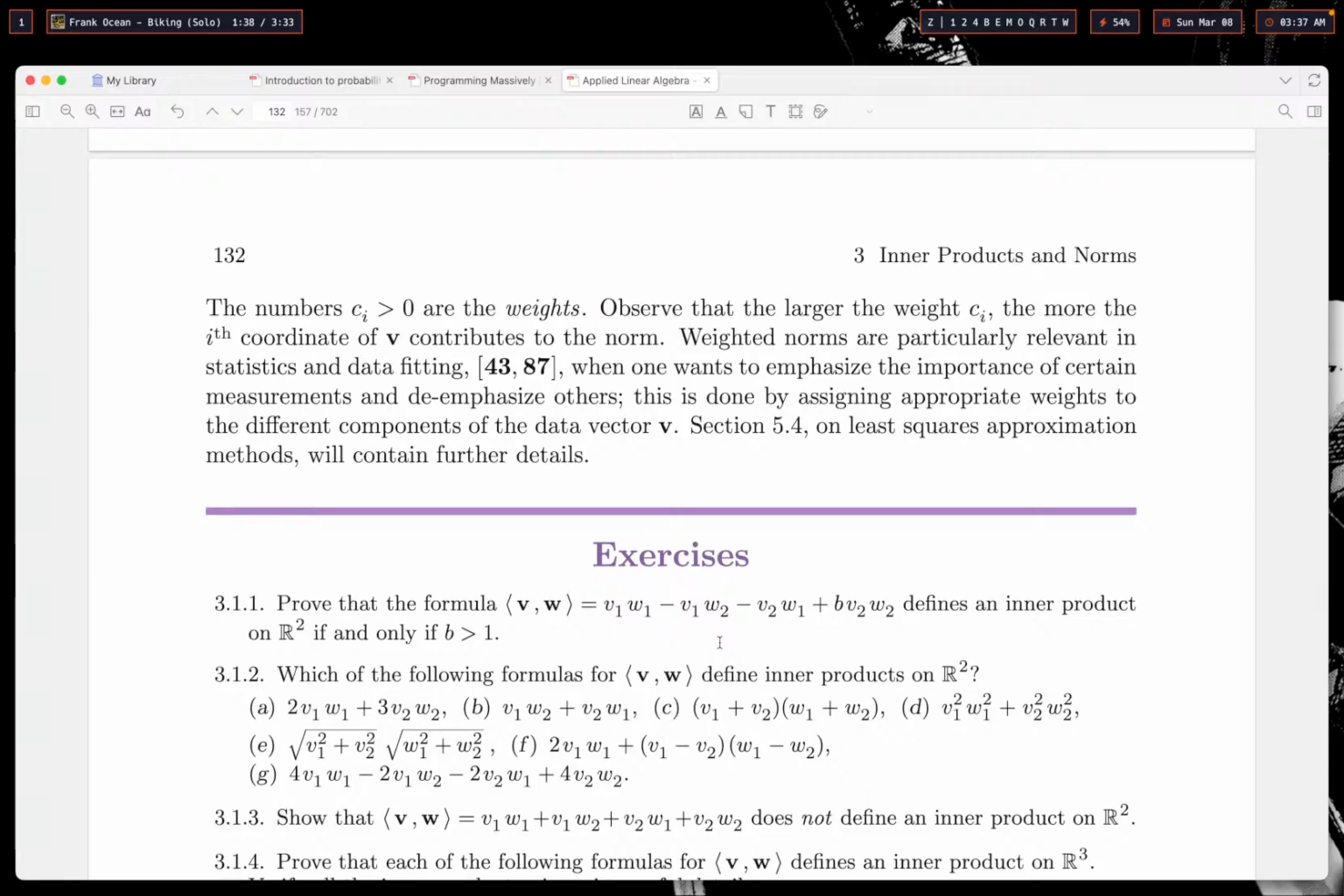Two vectors in the same vector space are orthogonal if their inner product is equal to 0, which is simple enough, right?